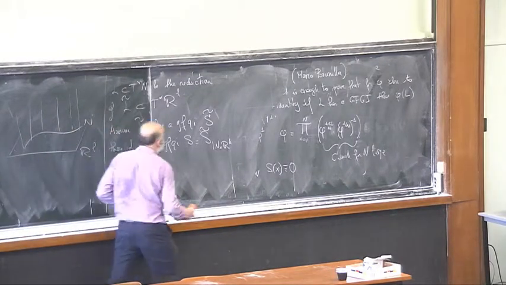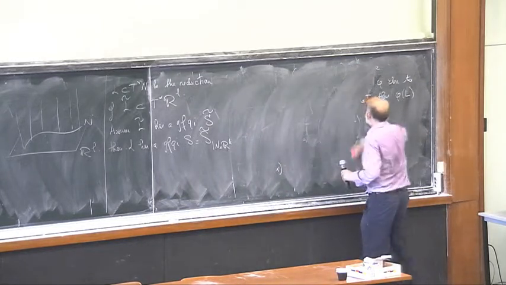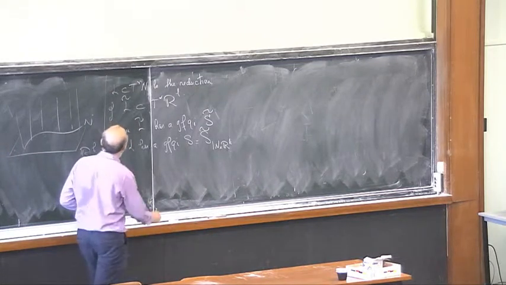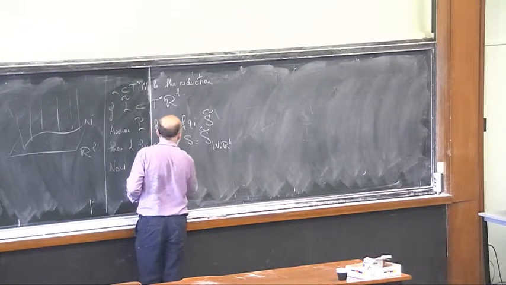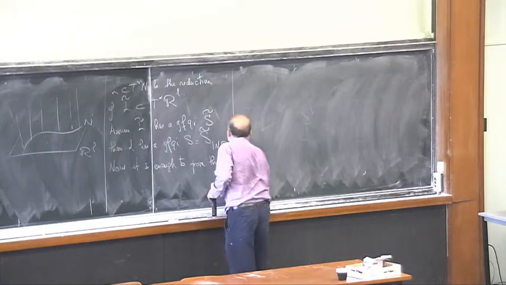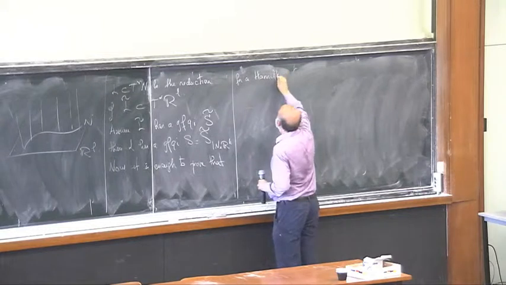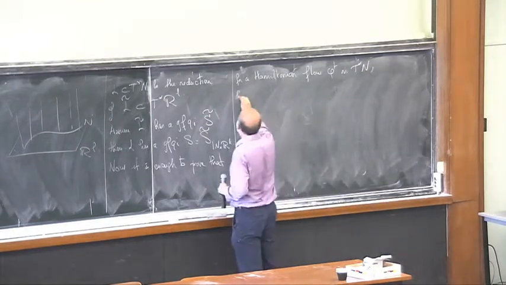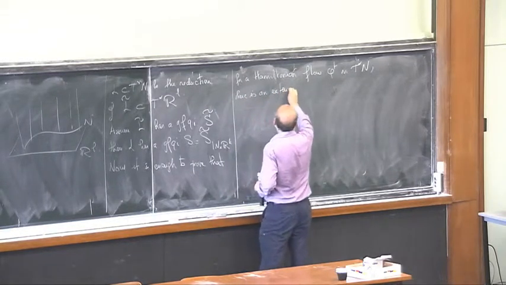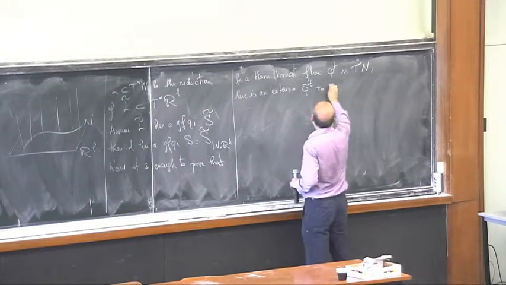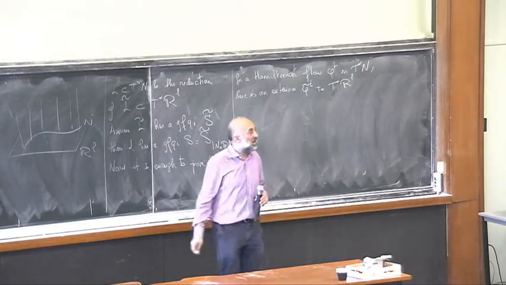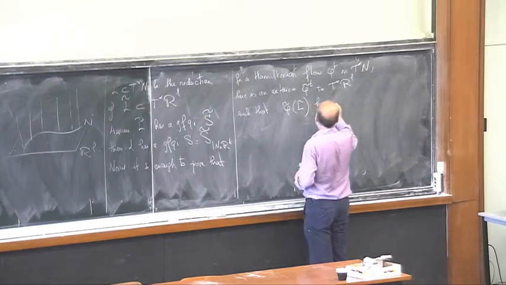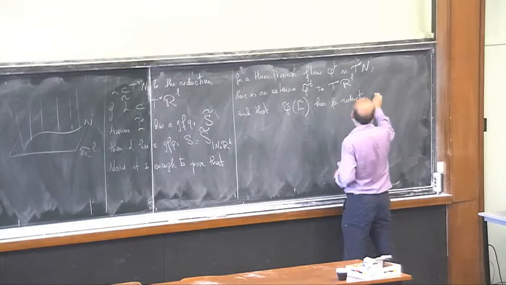And now it's quite easy to conclude. It's enough to prove that for a Hamiltonian flow phi_t on T*N, there is an extension phi tilde_t to T*R^l such that phi tilde of L tilde has, for reduction, phi of L.